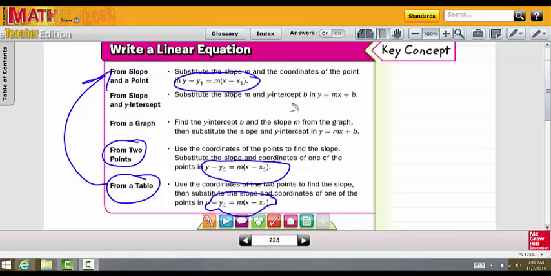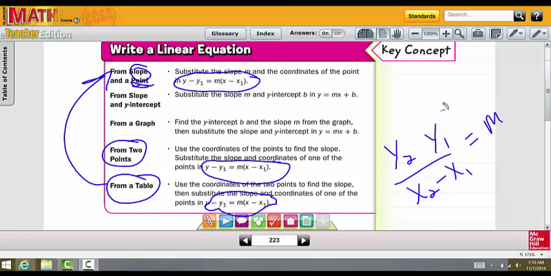equation in each case. In this case, they're giving you 2 points. So instead of giving you 1 point and the slope, they're giving you 2 points. So what would you do? The first thing you would do is y2 minus y1 over x2 minus x1, and that would give you the slope.